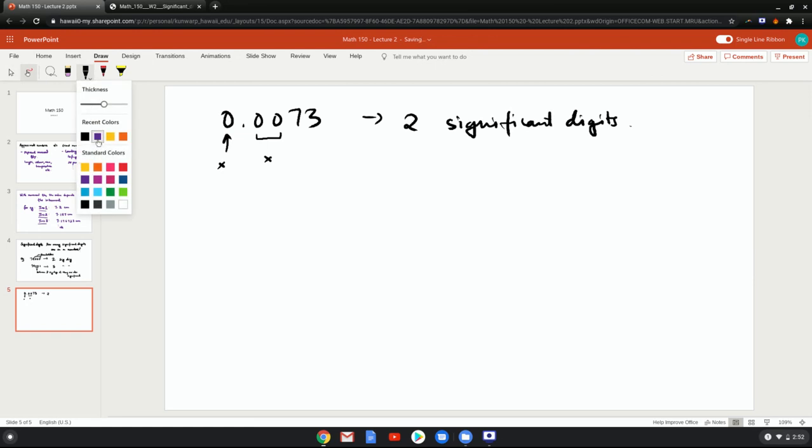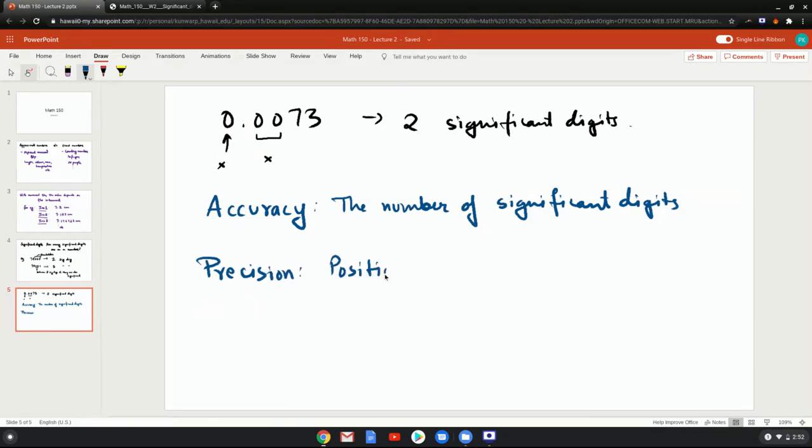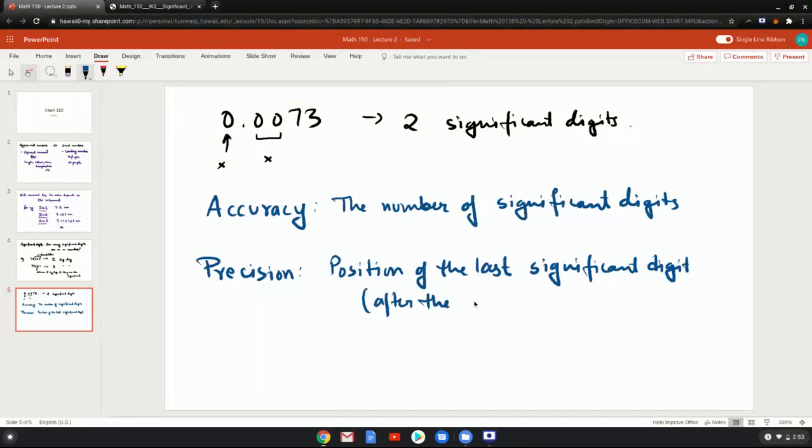Okay, now that we have a means of measuring the number of significant digits, we can define two more things. Accuracy, which is the number of significant digits. So it's straight up, it's just counting how many significant digits there are. And we can define a second term called precision, which is the position of the last significant digit after the decimal point.